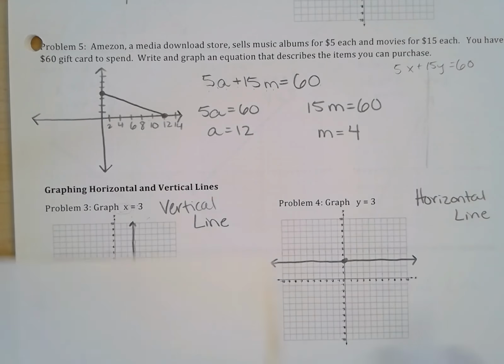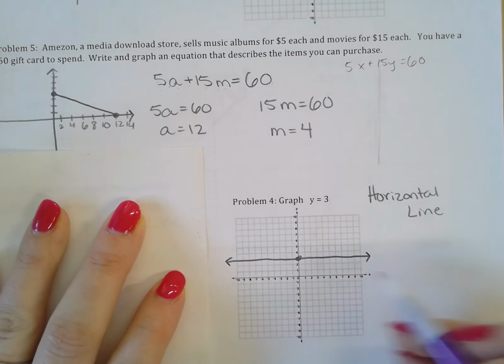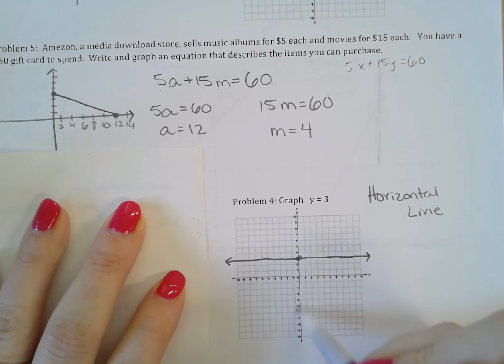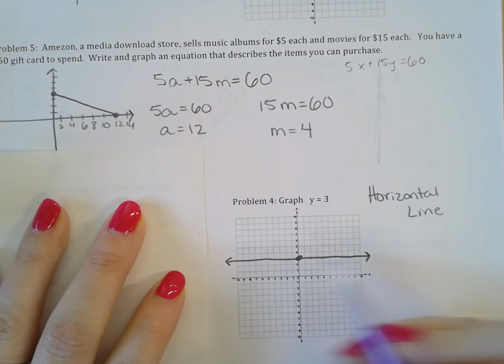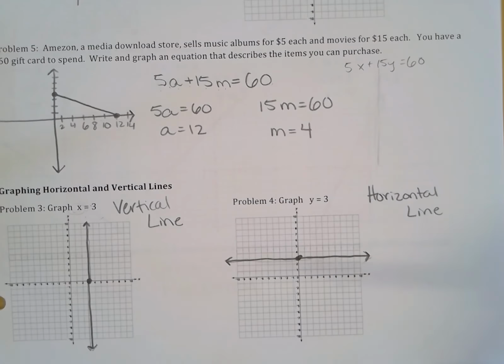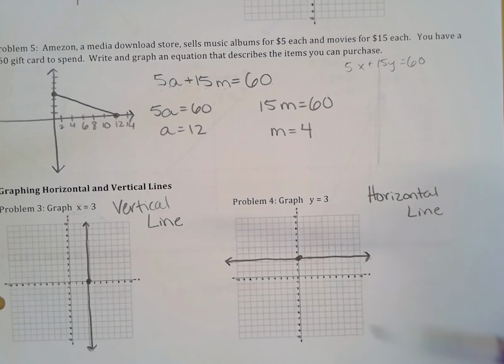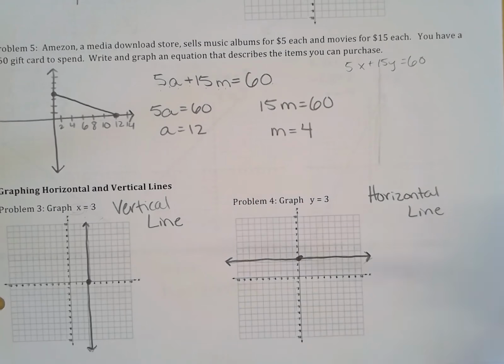Horizontal lines are only going to have y. So you're going to have y equals 3. So again, on the y-axis, you're going to put a dot at 3. And it's going to go left to right horizontally. And that's how you graph y equals 3. There is no x, there's no slope, there's nothing like that. It's just y equals 3. So dot at 3. And then it goes left to right.